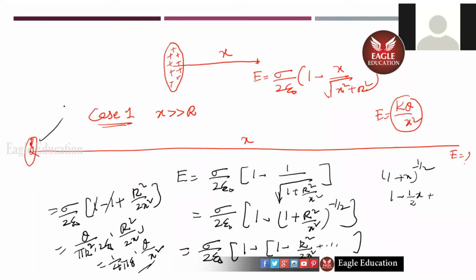Sir, here the disk becomes a point charge, no, sir? This looks like a point charge. Don't say it becomes a point charge. Yes, sir. This looks like a point charge for all the external points, large distance points.